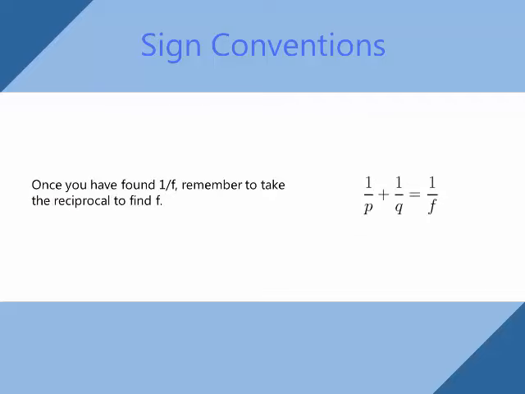inverted. Similar to when we were working on resistor and capacitor combinations, this equation requires you to flip the fraction once you've found 1 over f. Don't forget to take the reciprocal to find f itself.